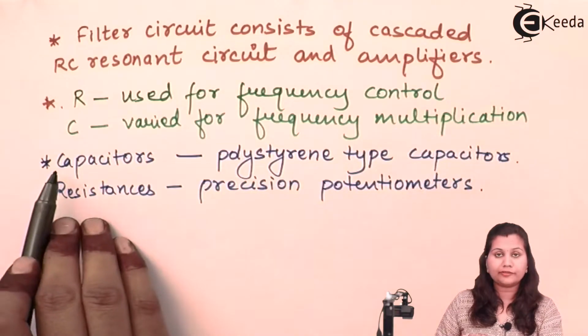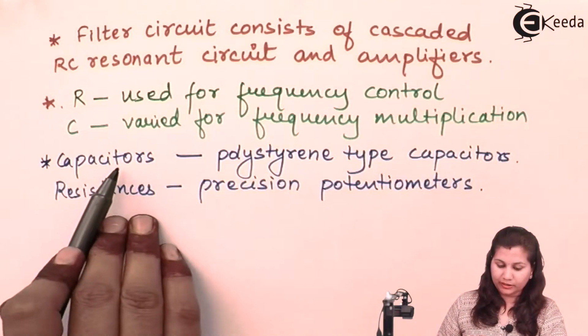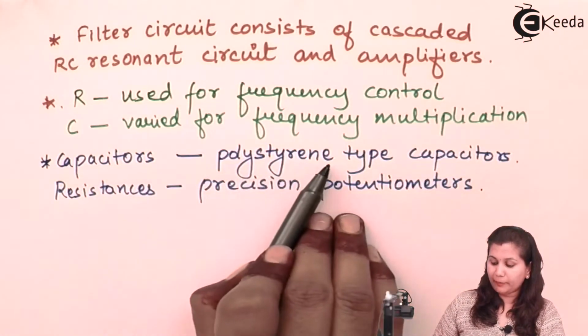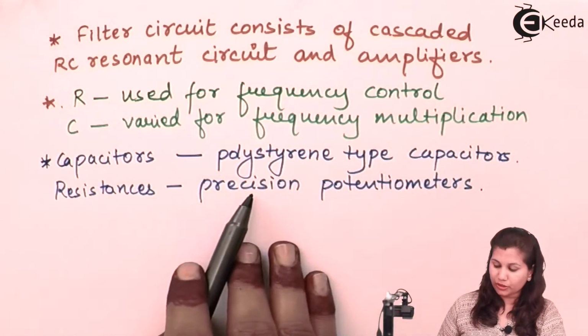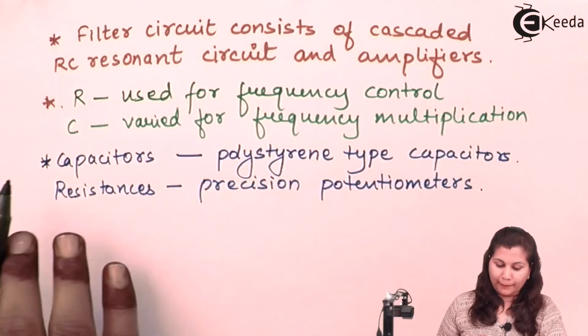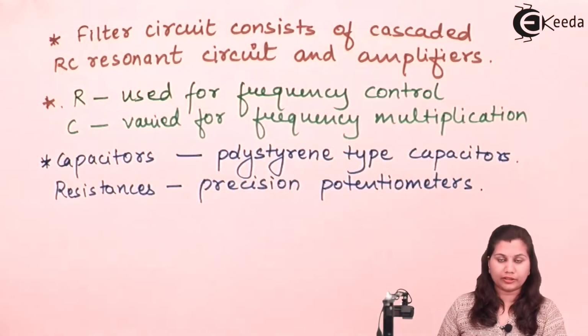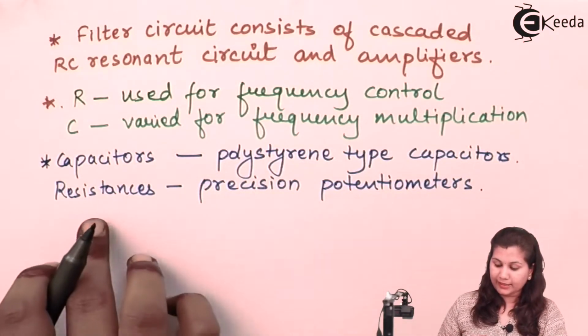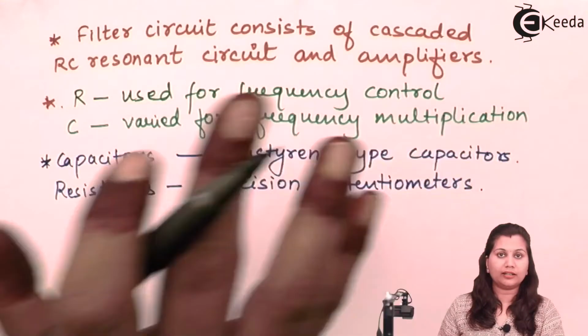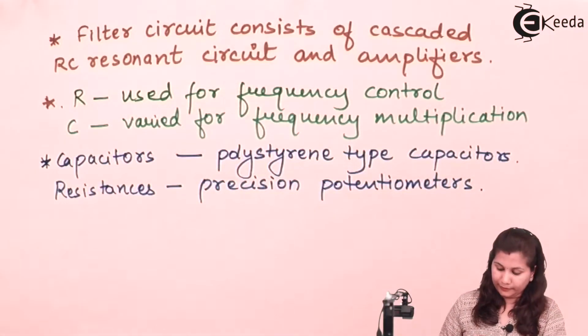So for selecting the frequency range, we are using the capacitors, which are generally polystyrene type capacitors, and the resistances are precision potentiometers. Capacitors are used for changing the range and the frequency within the selected passband, whereas the resistances are used for varying the frequency control.